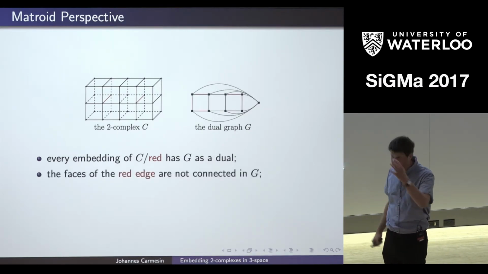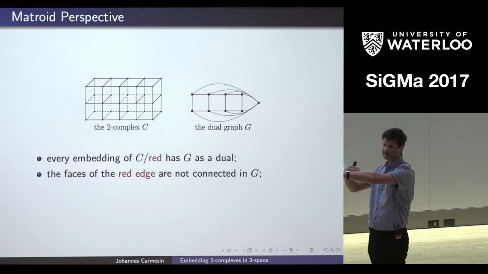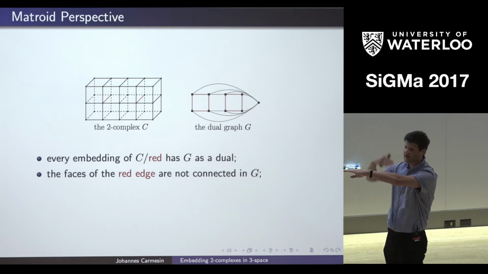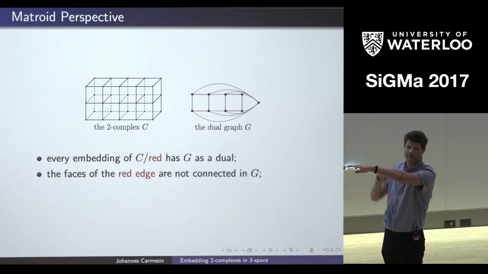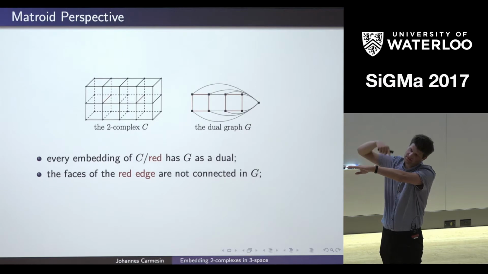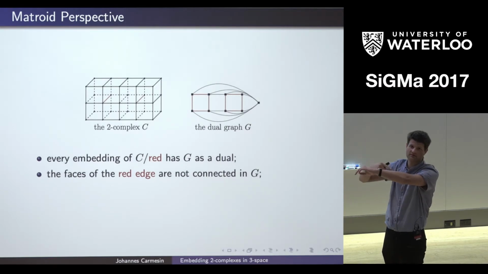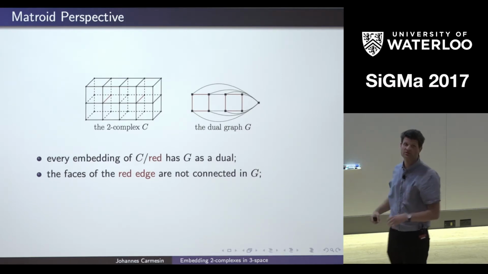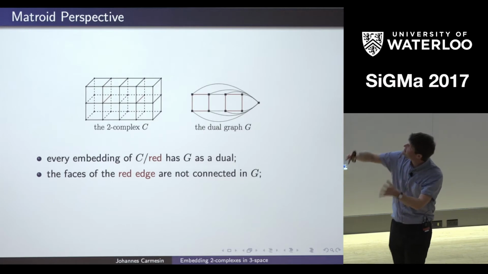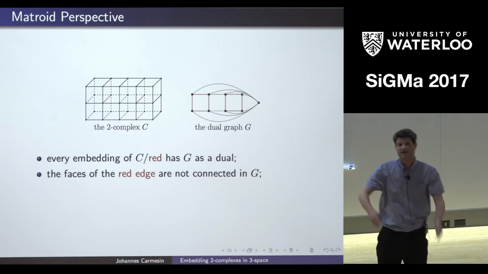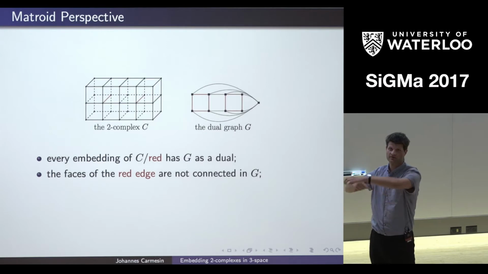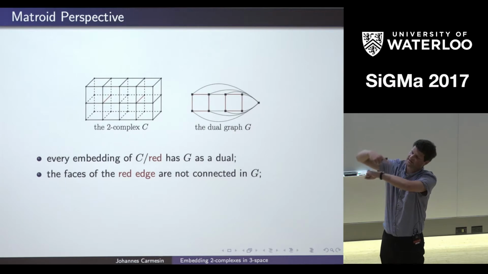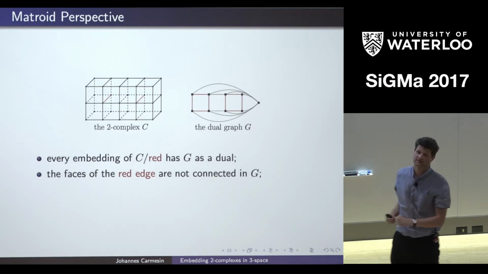But if you have a two complex that is embedded in three-dimensional space, and then you have all the faces incident with that edge, then each of these faces is an edge in the dual graph. So all these edges in the dual graph form a closed trail. Very often they form a cycle, but in general, they just form a closed trail. So in particular, the set of these faces incident with the red edge must be a connected edge set in the dual graph.